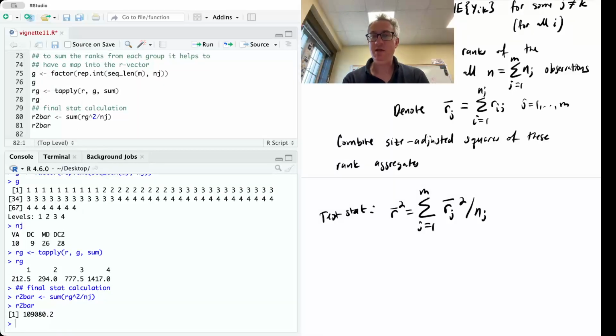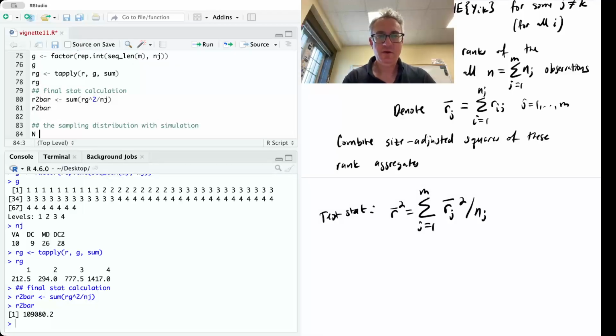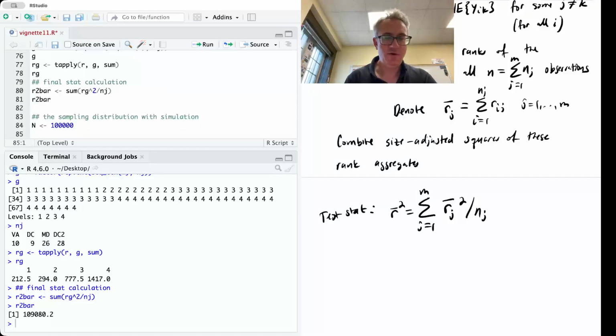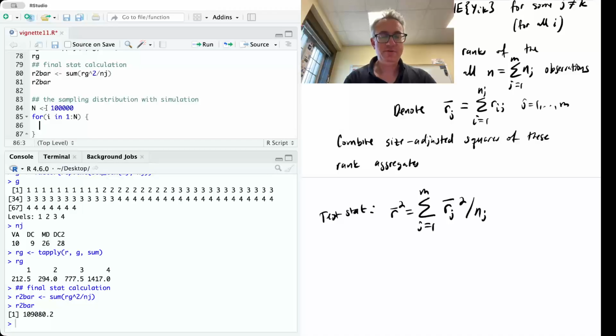Again, kind of a meaningless number without understanding the sampling distribution of this statistic with simulation. I'm going to always start with simulation, right? So we're going to do a big simulation. Let's do 100,000 to start with, for i in 1 to n. Okay, so I'm just going to say rs is sample 1 to n, n.